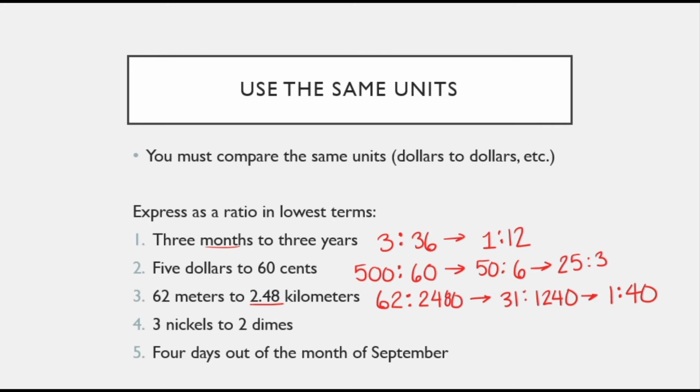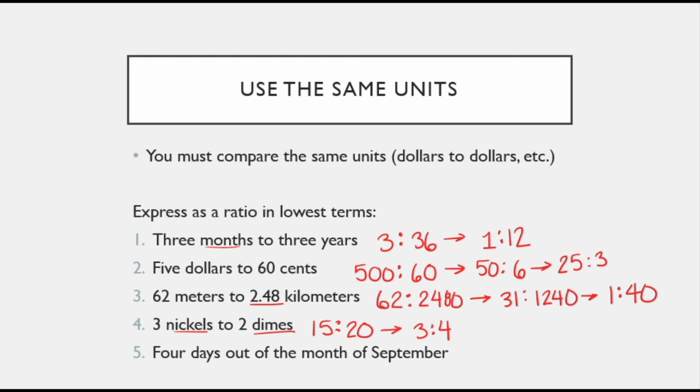Ooh, nickels and dimes. 5 and 10. They're not going to be the same, but they are both a type of cents. So we know that a nickel is 5 cents. So 3 nickels has a value of 15 cents. We also know that 2 dimes are 10 cents. So 2 dimes have a value of 20 cents. So we're starting with 15 to 20. Both those numbers are divisible by 5, and we drop it down to 3 to 4.